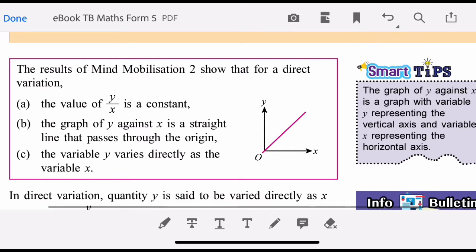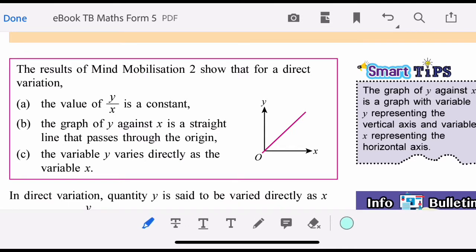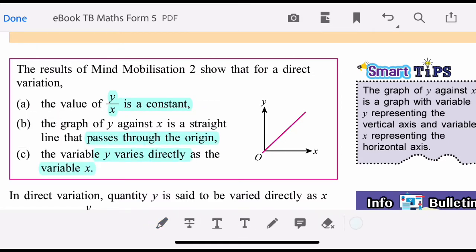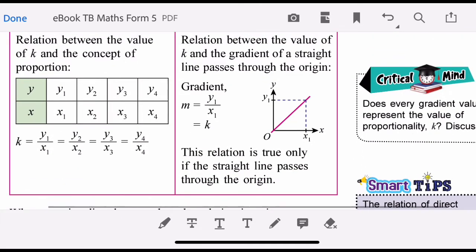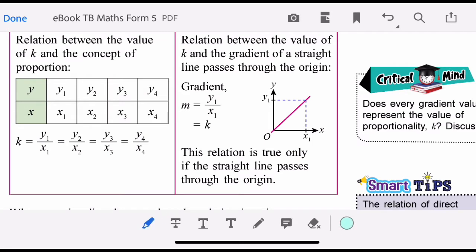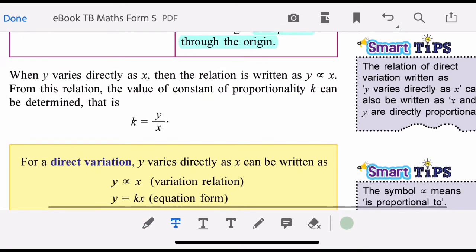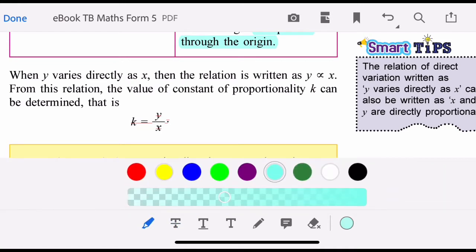So for today's lesson, I will focus on direct variation, and as you see, when you do the calculation, the value of y over x is a constant. So the graph of y against x is a straight line. It shows that y varies directly as x. The relation is true only if the straight line passes through the origin. So in short, k, the constant, is the value of y divided by the value of x.